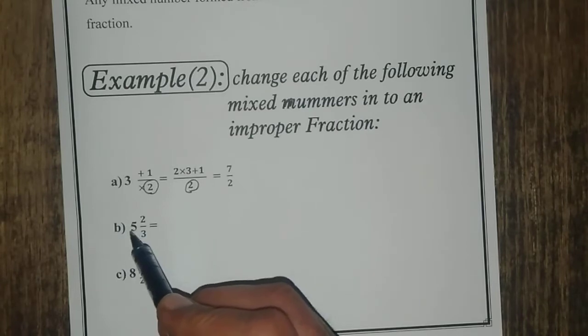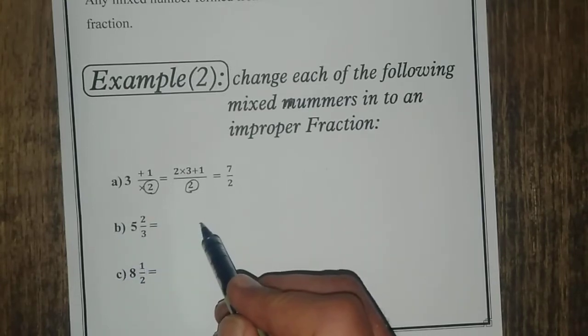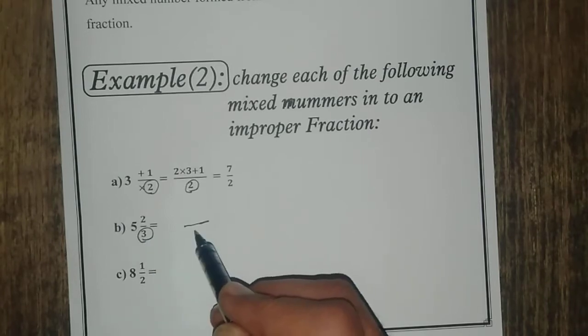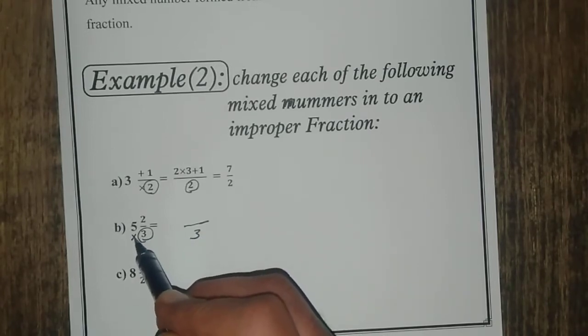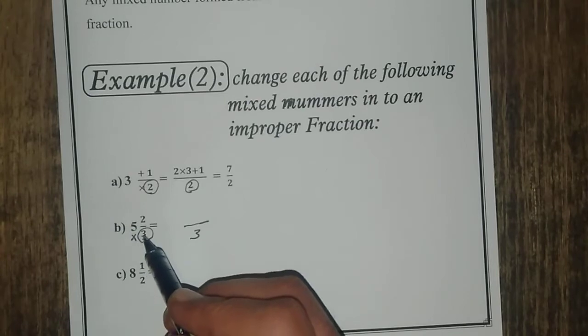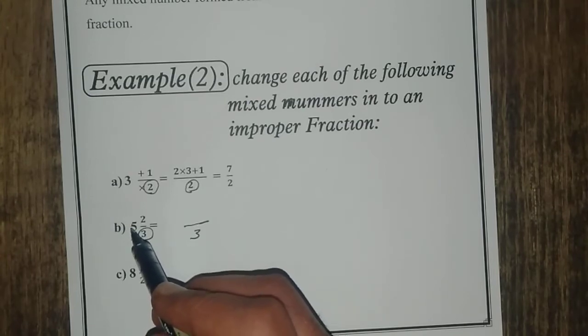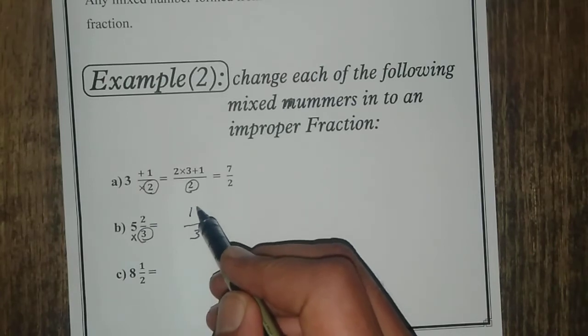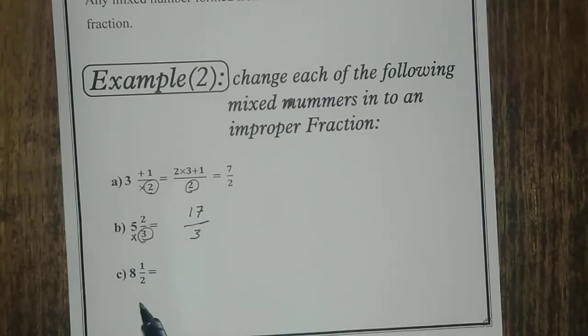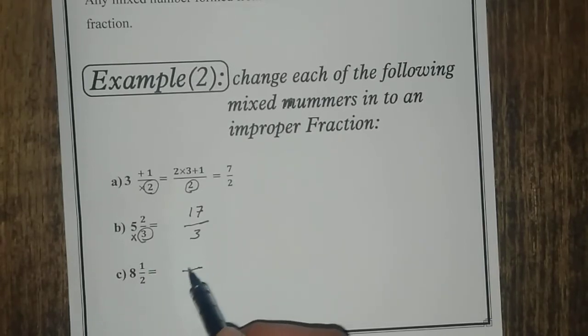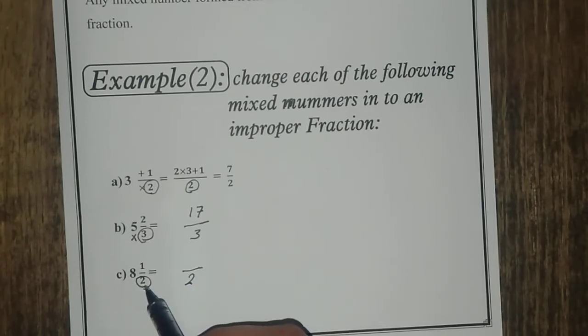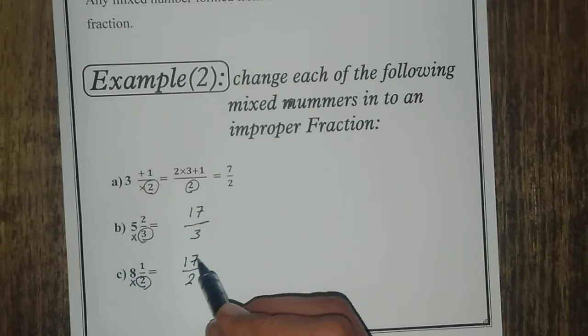Number B, 5 and 2 over 3. Write the same denominator, 3, and multiply 3 by 5. 3 times 5 equals 15, plus 2 equals 17. Number C, 8 and a half. Write the same denominator, which is 2, and multiply 2 by 8. 2 times 8 equals 16, plus 1 equals 17.